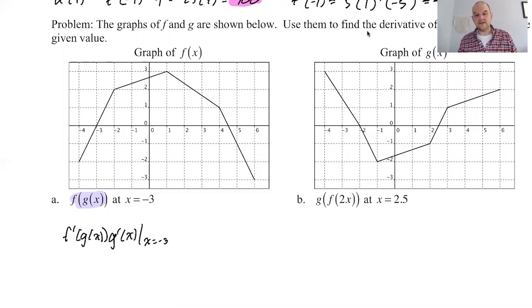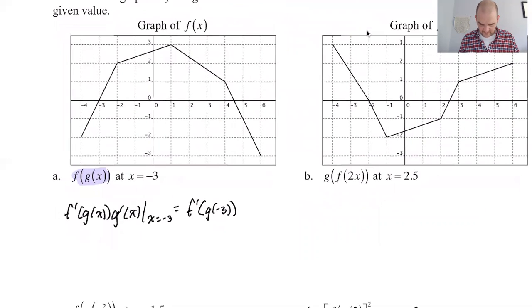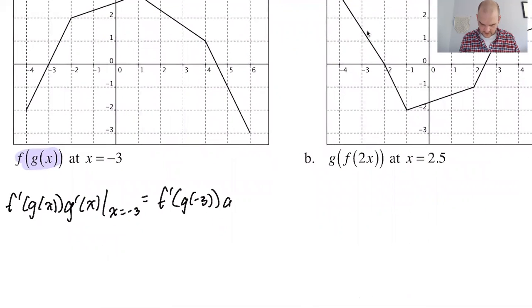I don't really like that. So what I'm probably going to do next time is name the function h of x or whatever. So I'm going to find f prime of g of negative 3, and then I will multiply that by g prime of negative 3. So that's my goal.